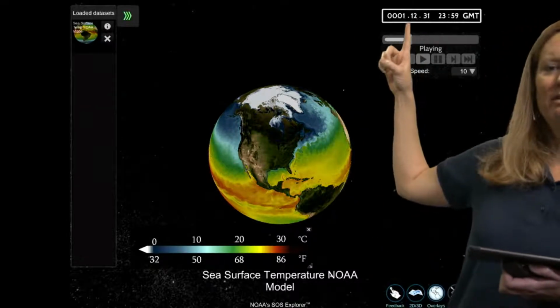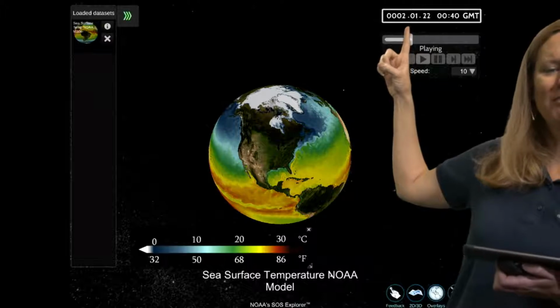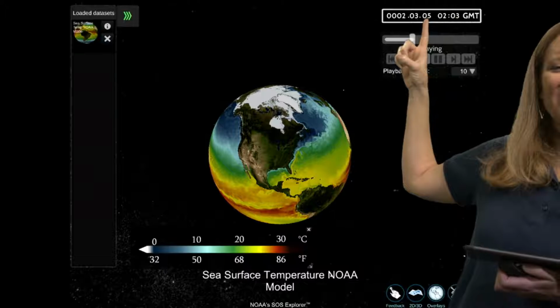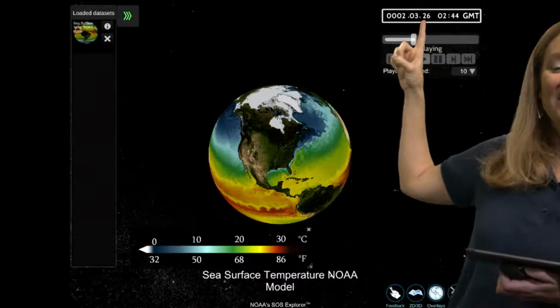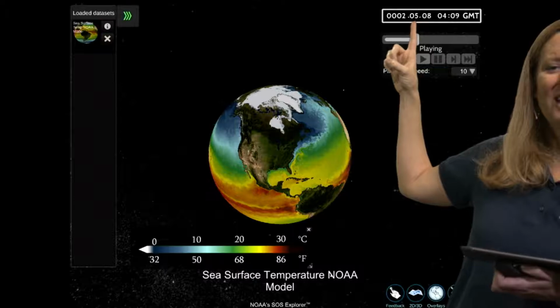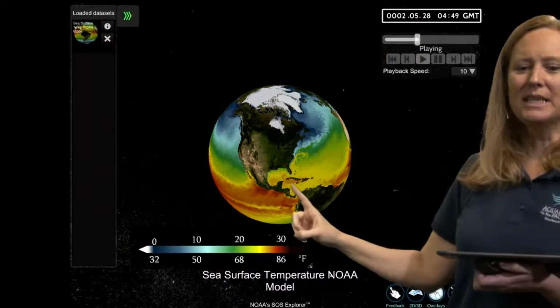Now we're up to 12. Oh, and now it goes back to 1. So what do you think that 1 through 12 represents? If these are not the days of the week or the days of the month, this is the month. So now we're in April and now we're in May and we can see how things are changing.